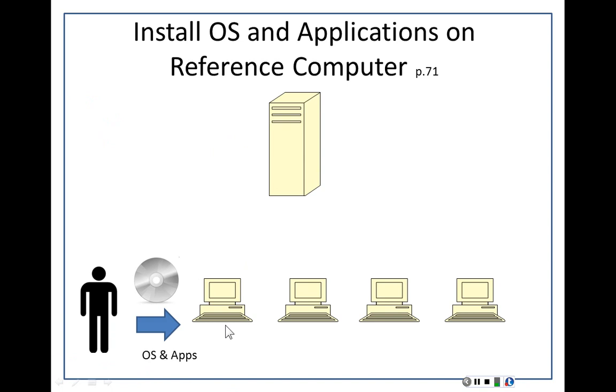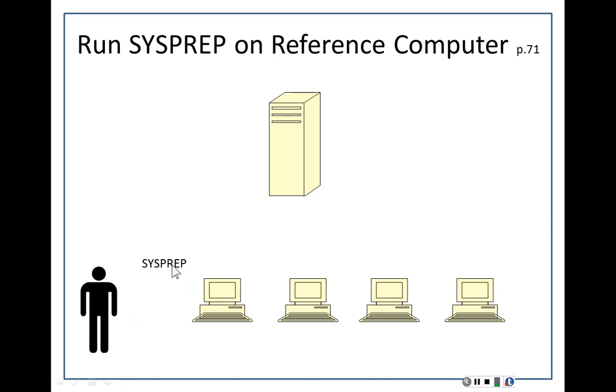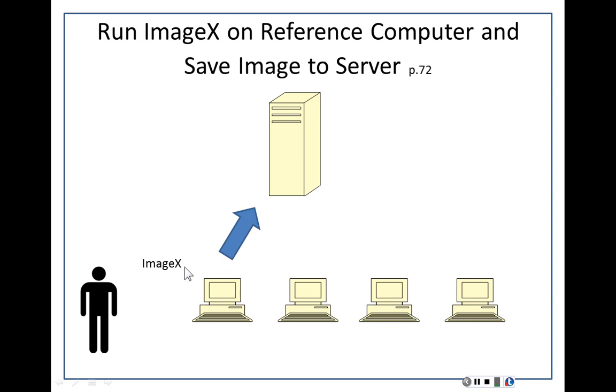What we do is we go up to our reference computer, and that's the first workstation, and we install the operating system and the applications on that computer, and we get it just the way we want every other computer in the organization to be. That's called the reference computer. And then we run a program called SYSPREP, and what SYSPREP does is it strips out variables which must be unique, such as computer name and SID, security identifier. Then I use Imagex, and what Imagex does is it creates a single image file from the disk, and saves it up to our deployment server.